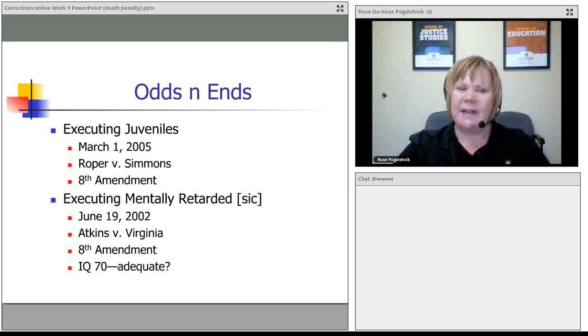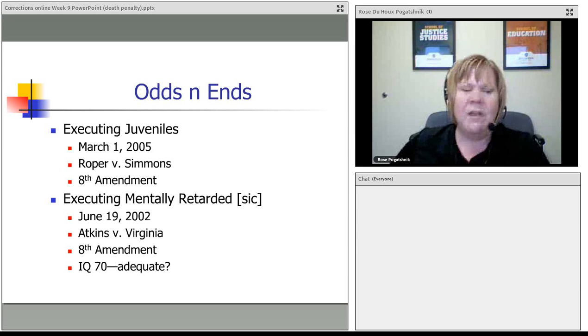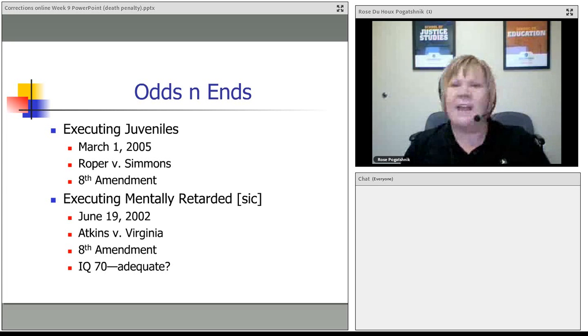Now, I put sic on there. I know mentally retarded is no longer politically correct in terminology. However, that's the terminology that the Supreme Court used at the time. The case was Atkins versus Virginia. And what's interesting is it too found that this violated the 8th Amendment.